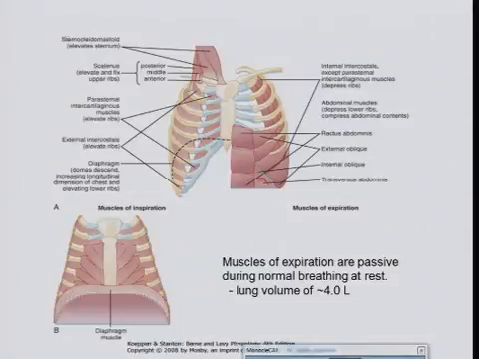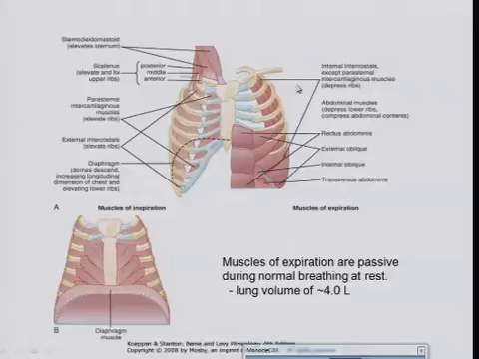Therefore, we have to push the air out in order to bring more fresh air in more quickly. So under those conditions, say exercise, we need to contract the muscles of expiration so that we can further increase our respiratory rate or volume. So the muscles involved here primarily are the intercostal muscles.